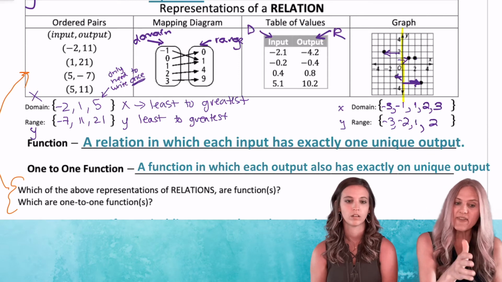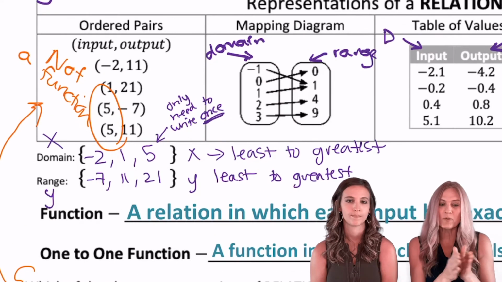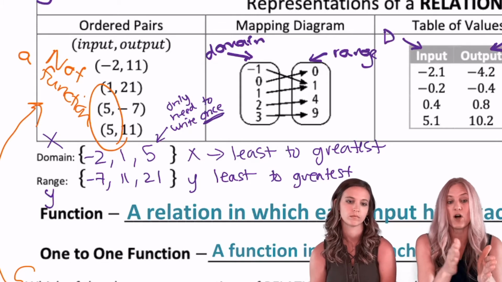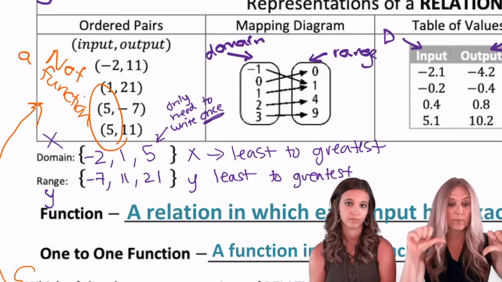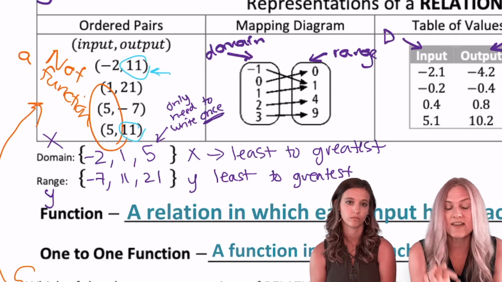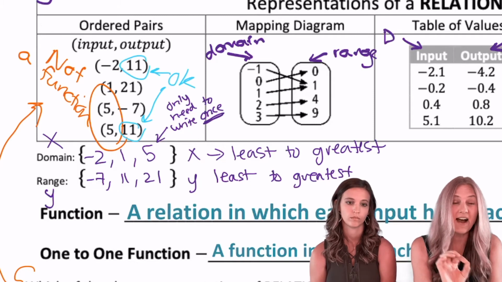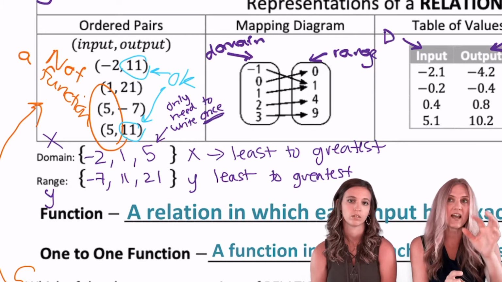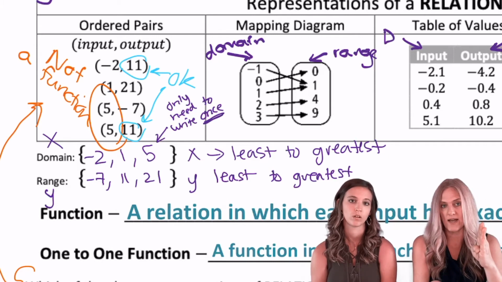everything. I gave away that first one, the ordered pairs, because we already know that's not a function because 5 goes to -7 and 5 also goes to 11. So boo. Now, it's okay that -2 goes to 11 and 5 goes to 11. It's still a function. So a function just doesn't have where the X goes to 2 different Y's. But all of them could go to the same Y.